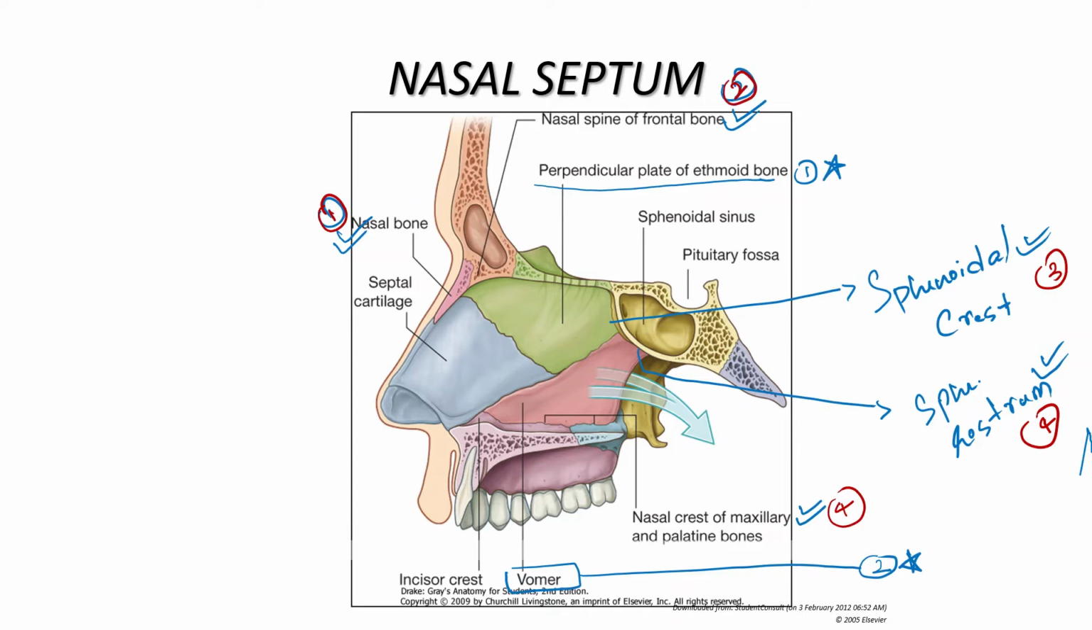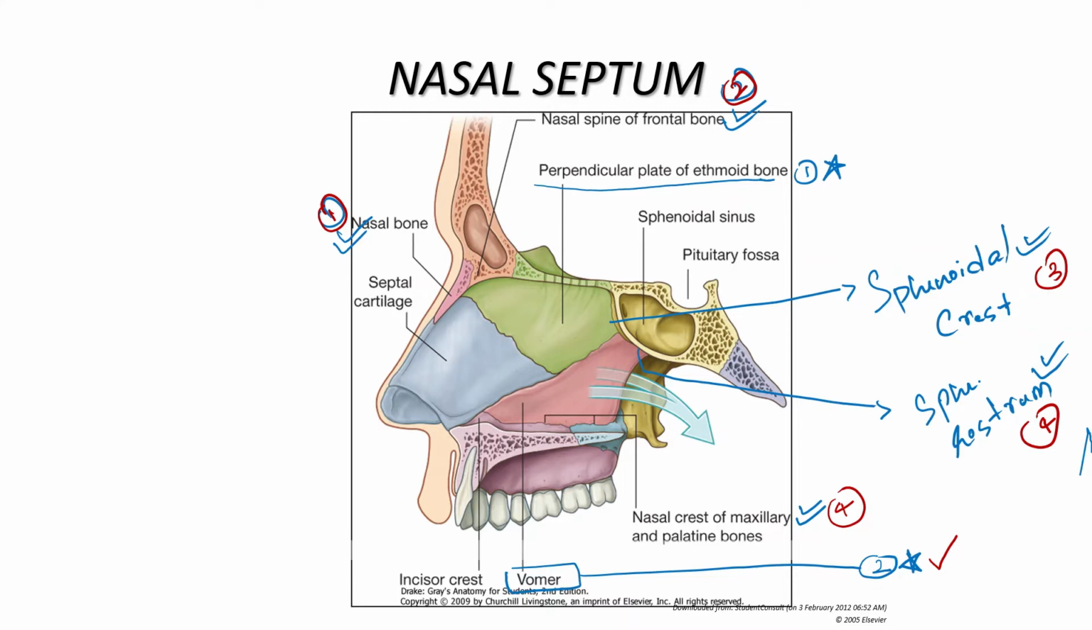The main bones are two, that is the perpendicular plate of the ethmoid and the vomer here. So this is about the bony formation of the nasal septum. Moving on to the cartilaginous part of the nasal septum.